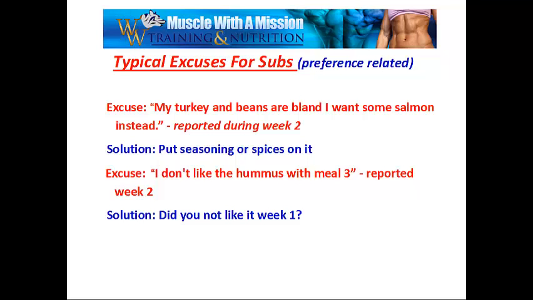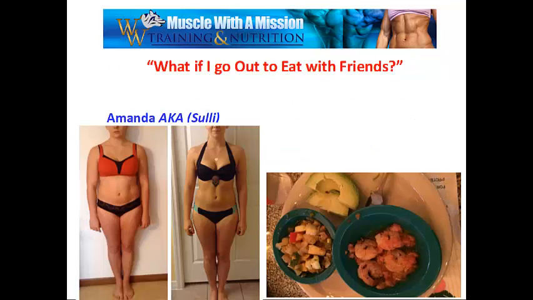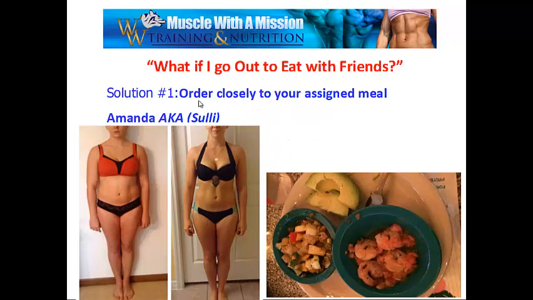Now, this is who I'm bragging about. This is Amanda, and she goes by Sully on the client journal sections. This is the number one biggest thing I get: what if I go out to eat with friends? And the solution number 1: order as closely to your assigned meal as possible.